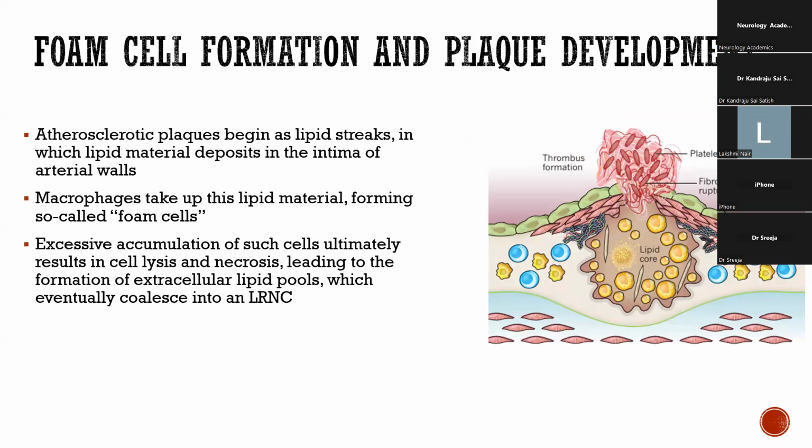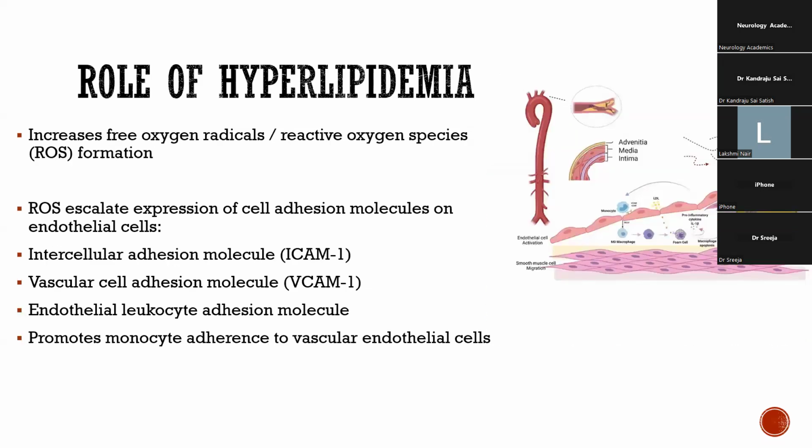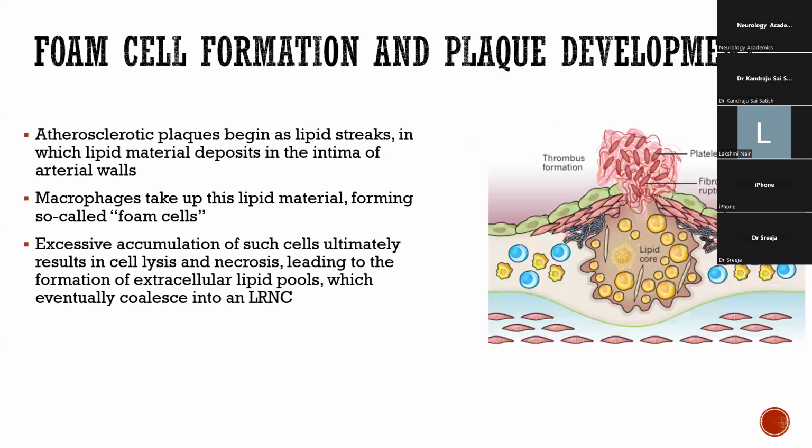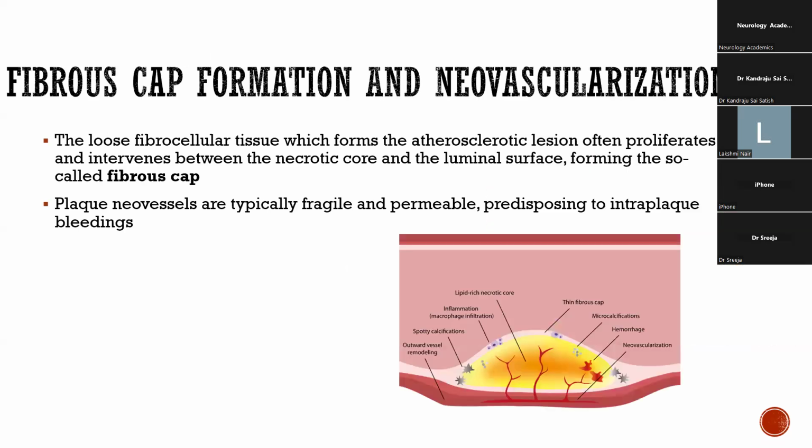So these monocytes will get converted into the macrophages, and that engulfs the LDL and forms the foam cells. The atherosclerotic plaques begin as the lipid streaks in which lipid material deposits in the intima of the arterial wall, and the macrophages take up this lipid material, forming the foam cells. The excess accumulation of such cells ultimately results in cell lysis and necrosis, leading to the formation of extracellular lipid pools that coalesce to form the lipid-rich necrotic core.